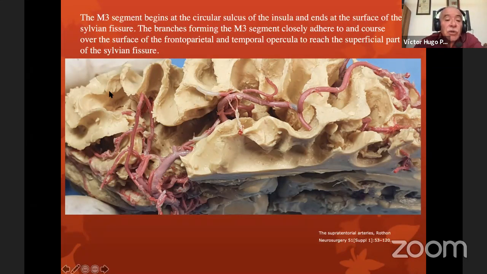Why do you see this aspect of the cortex of the brain? Can you tell me what is the reason you see this brain in this aspect? Okay, in here I removed the gray substance. So we are seeing in here the white matter of the brain. This is the sylvian fissure, and here we can see the M1, M2, M3, and M4.